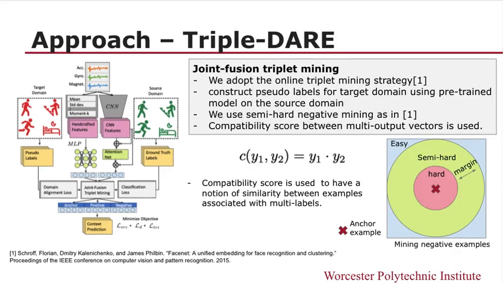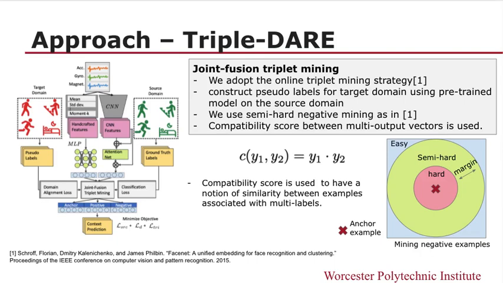So we adopt the online triplet mining strategy used in one of the prominent works that use triplet loss for representation learning, which is FaceNet. Since the target domain is unlabeled, we construct pseudo-labels for the target domain using pre-trained models on the source domain, which will be further improved during the model training.